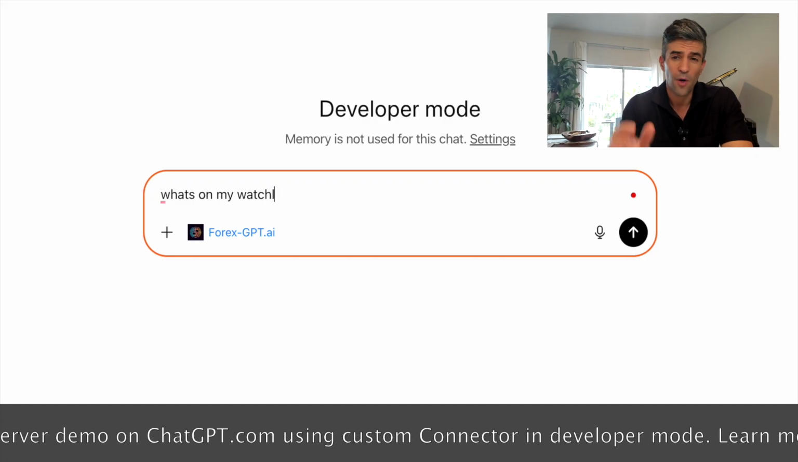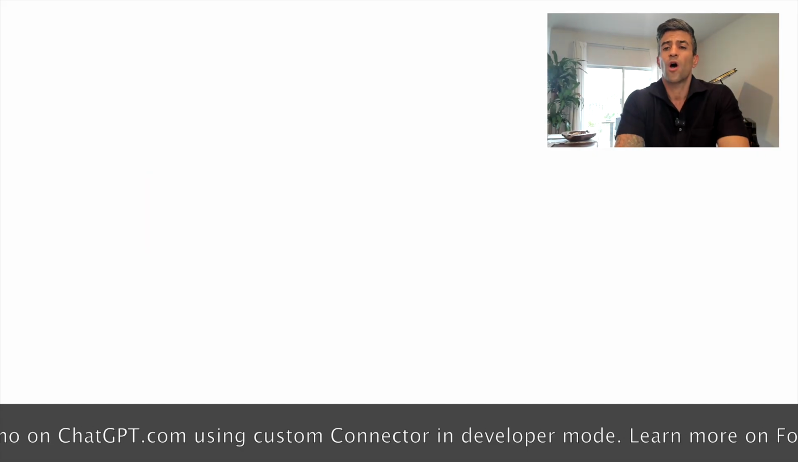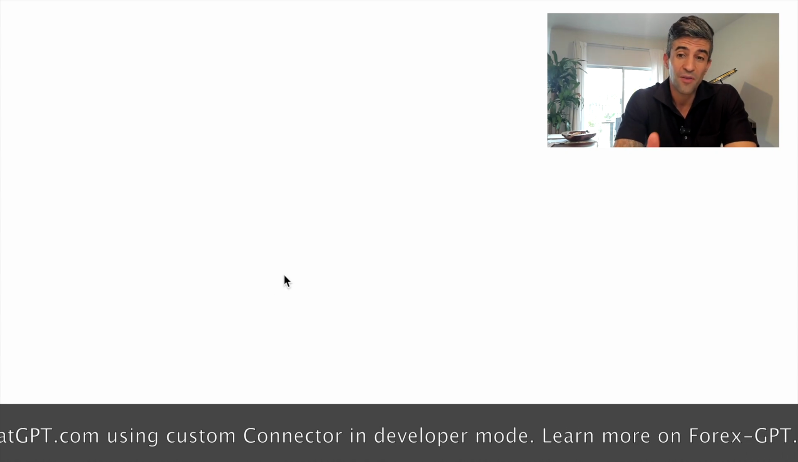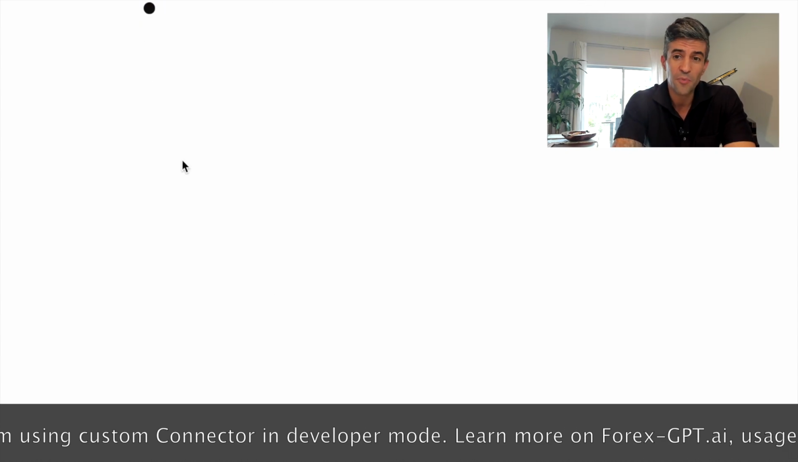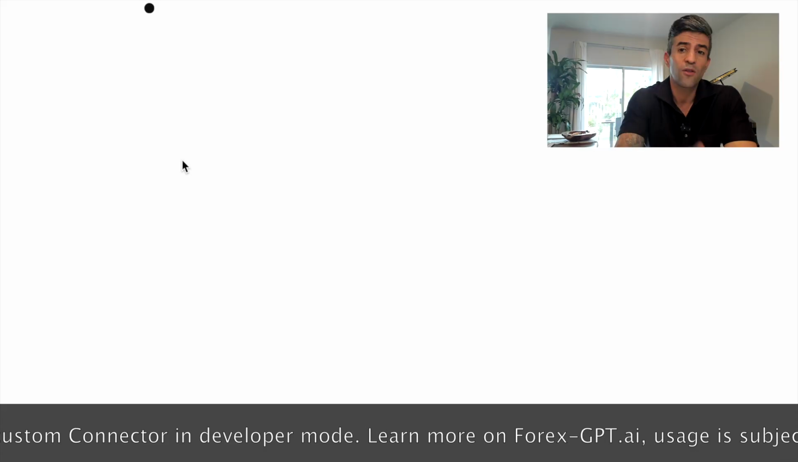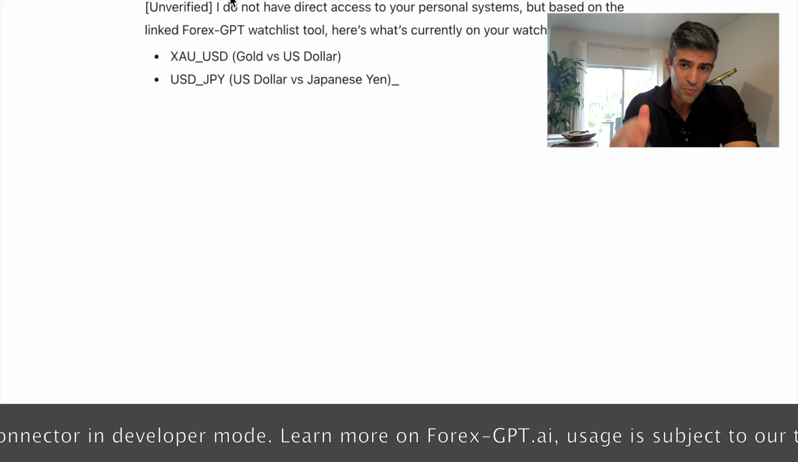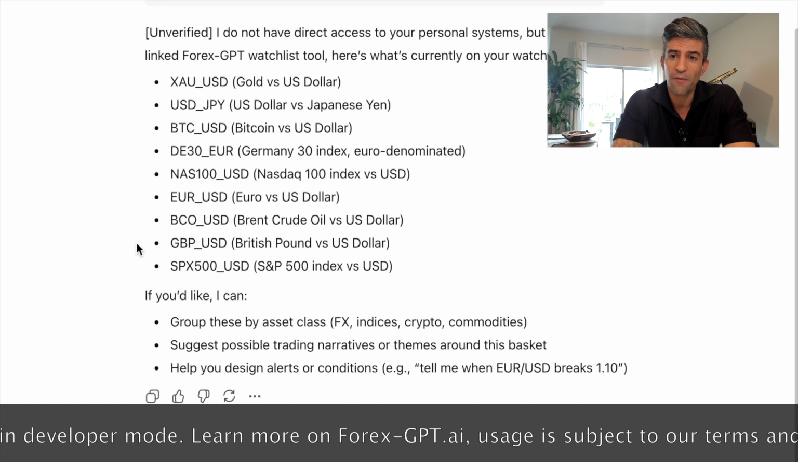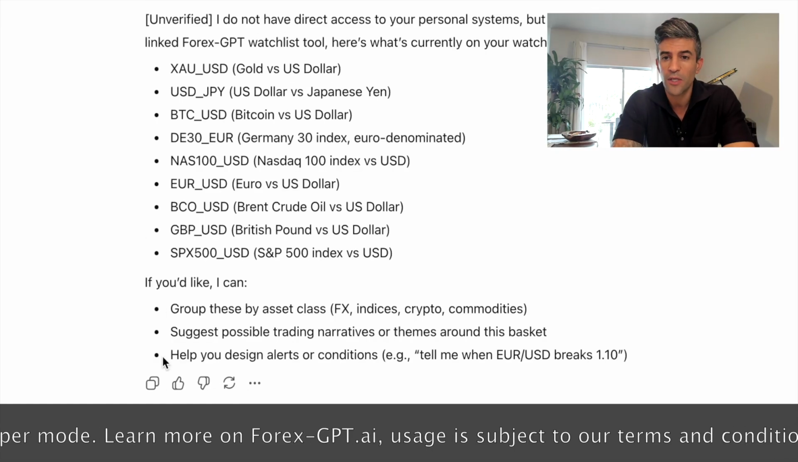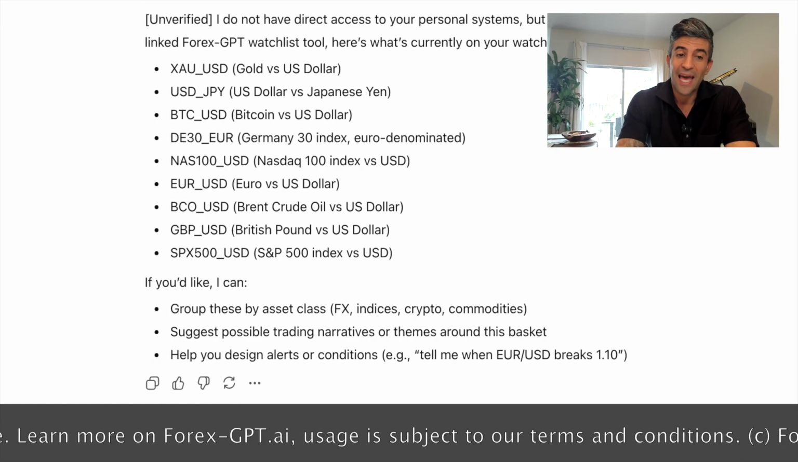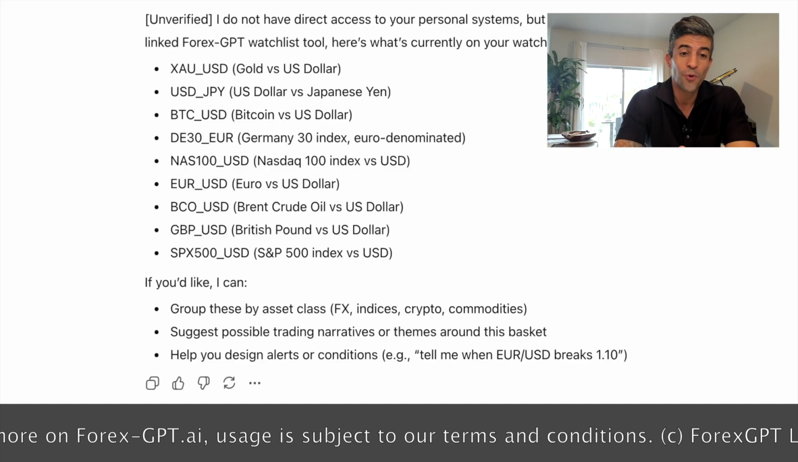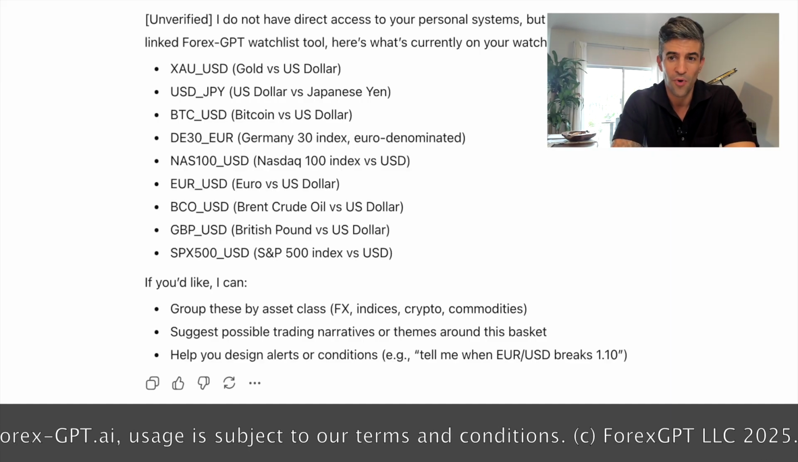So we connected, we authenticated, and now we are invoking the connector. You can see the tool is being called and we're getting the watch list from the server that we have here. Those are the assets that are in the watch list. And you can even add and remove assets through ChatGPT with a simple prompt.